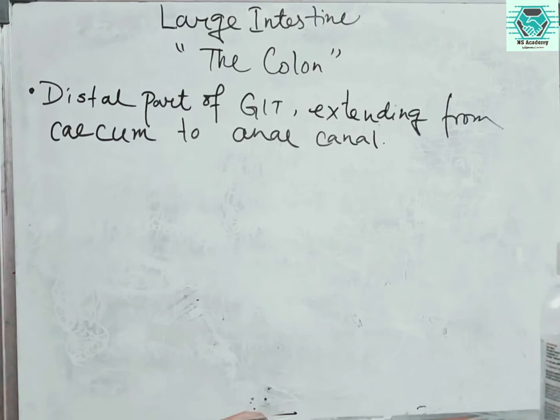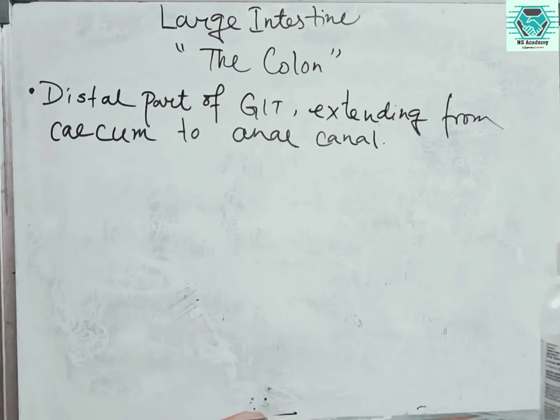In our discussion about digestive system, we have gone through the different parts of this system. The digestive system or the alimentary system is the biggest system of our body. It starts from mouth, ends in anus.